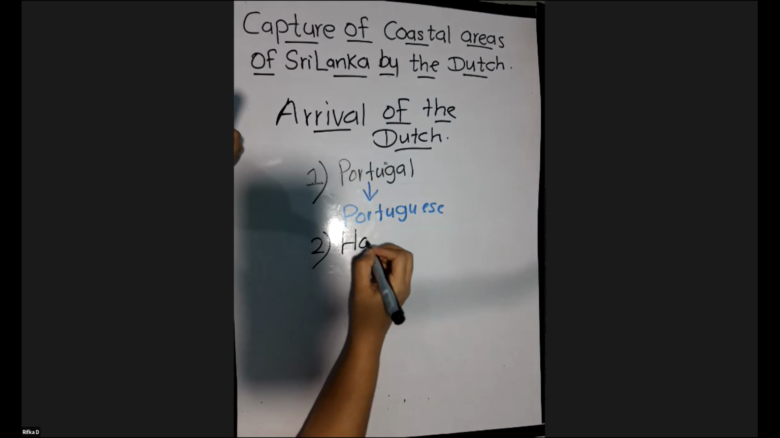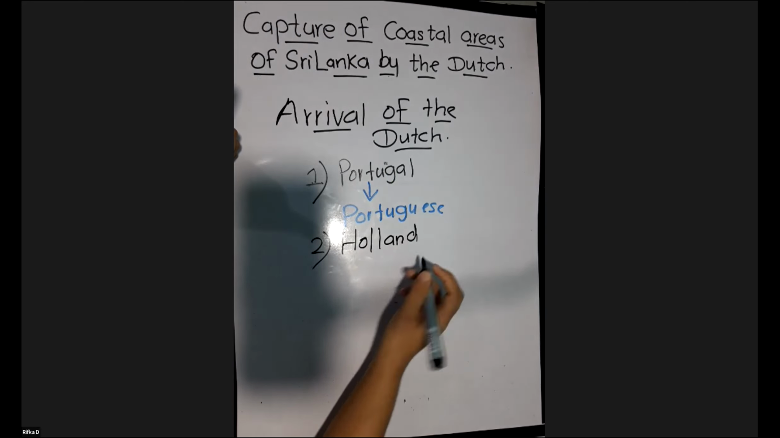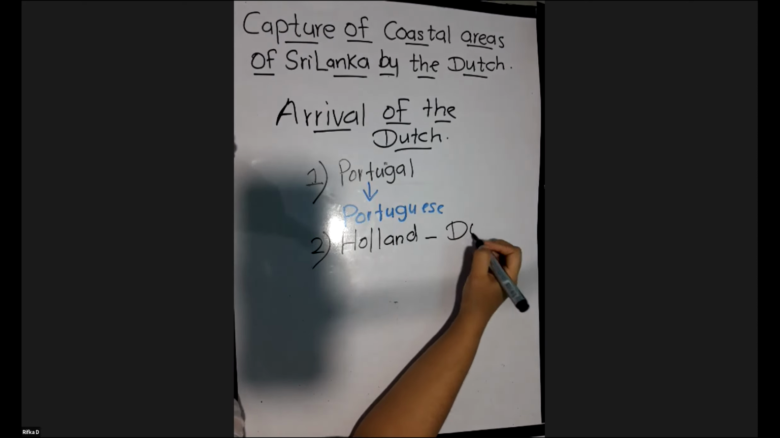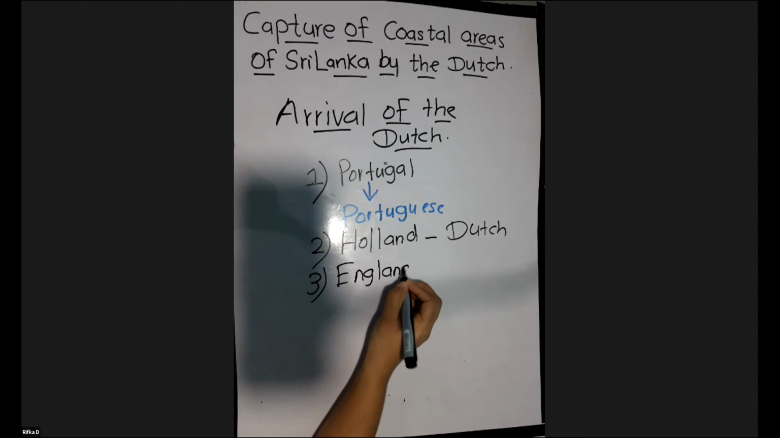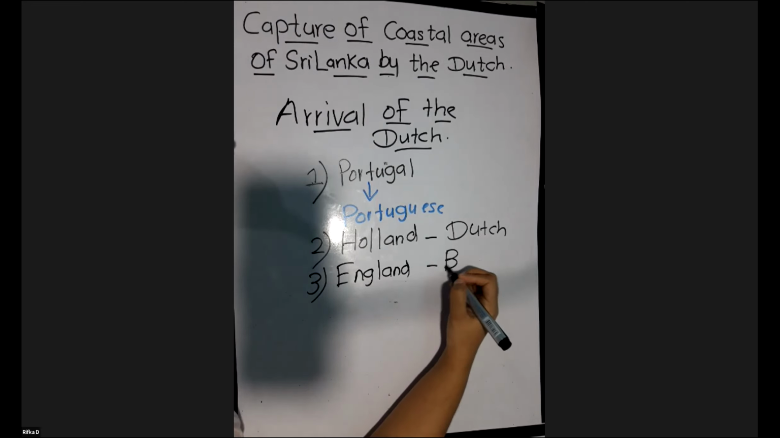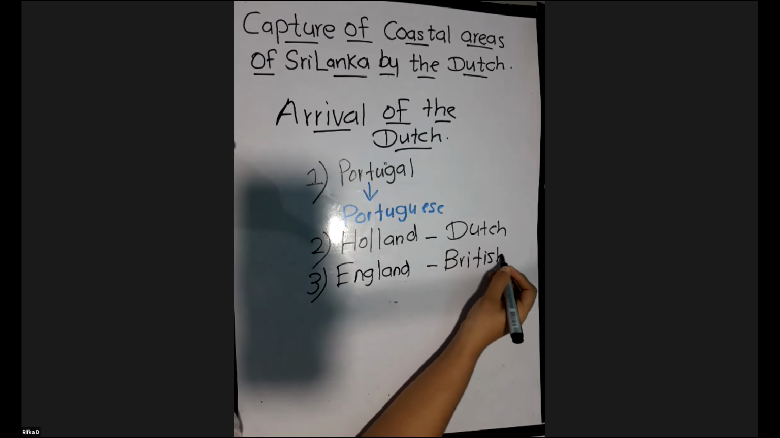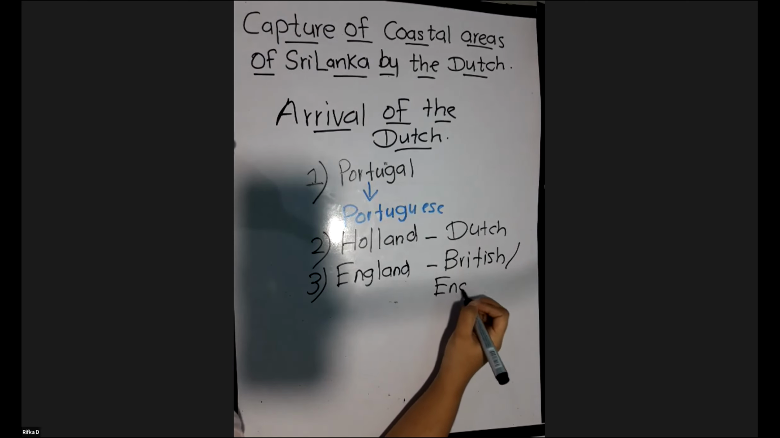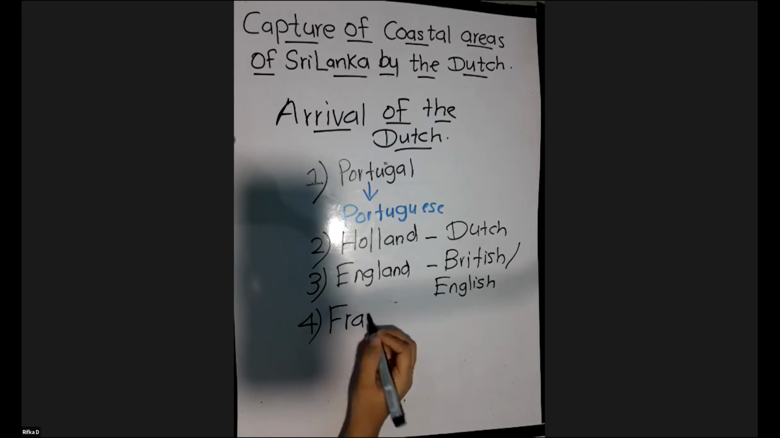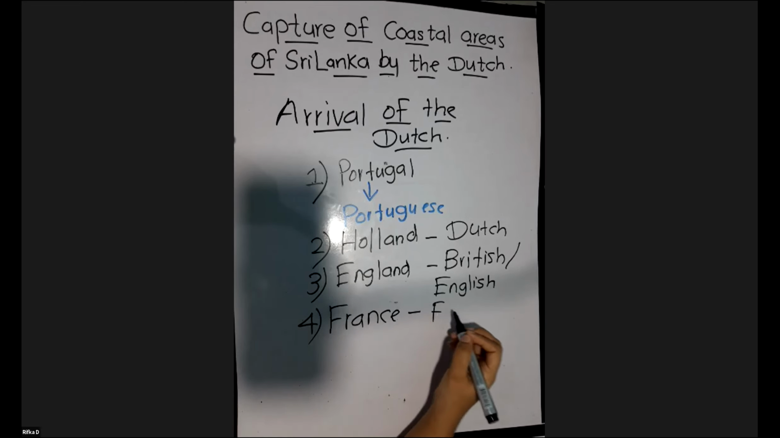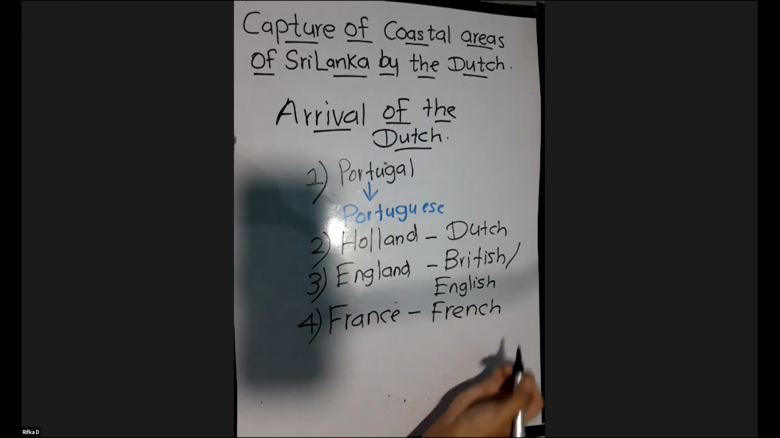The other one is Holland, right? Holland is the nation, and the nationality we call them is the Dutch. And England, we call them the British or English. And France, we call them the French.